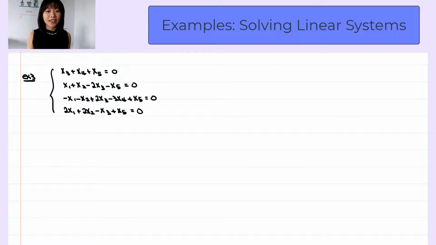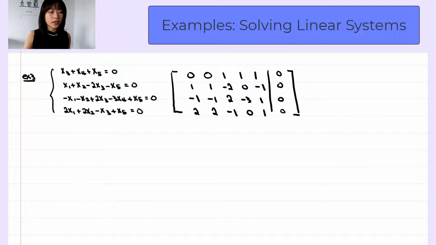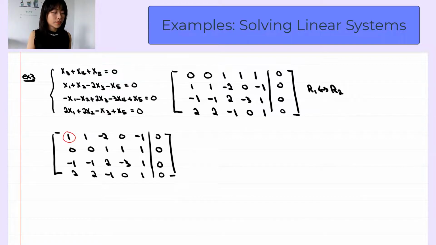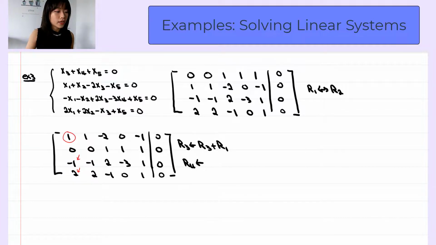Now let's look at the last example. Here we have 5 unknowns and 4 equations. So if I write this in matrix form, we want the pivot to be 1. So I'm going to interchange row 1 with row 2. So here's my first pivot. Now I want to eliminate this negative 1 and this 2. Then I can replace row 3 by row 3 plus row 1 and replace row 4 by row 4 minus 2 times row 1.